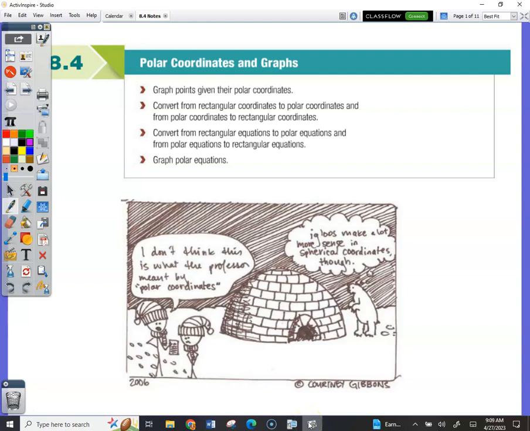Okay, 8-4. Sorry I didn't include the comment on yours. We're looking at polar coordinates. So it's a little funny. He says, I don't think this is what the professor meant by polar coordinates.